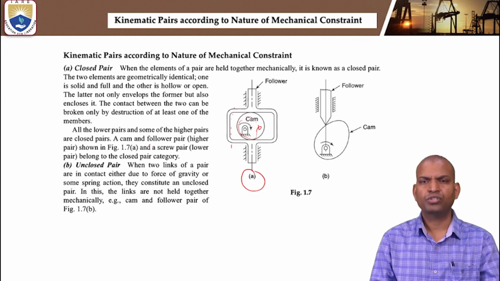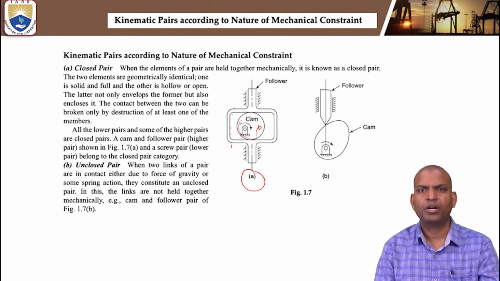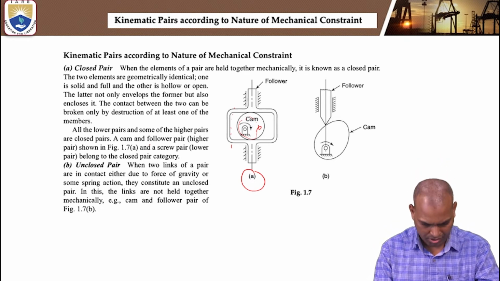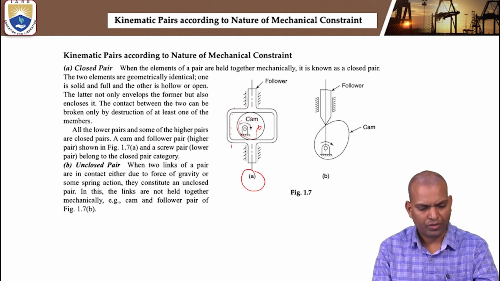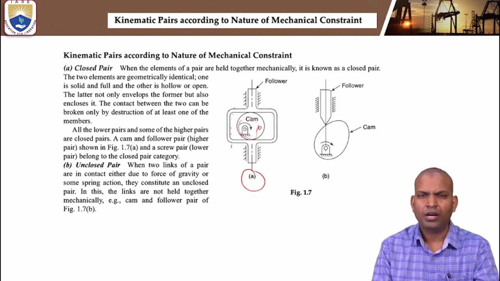This type of closed pair is called a screw pair, and the cam and follower pair also. When the cam and follower pairs, what happens? Cam and follower pairs also, screw pairs, and one more comes under the category of closed pairs. Now, what are the examples?